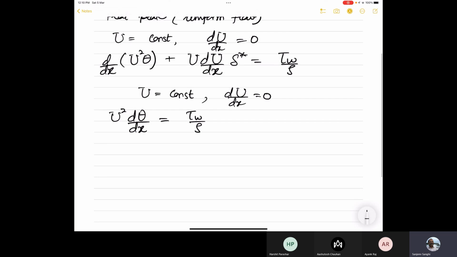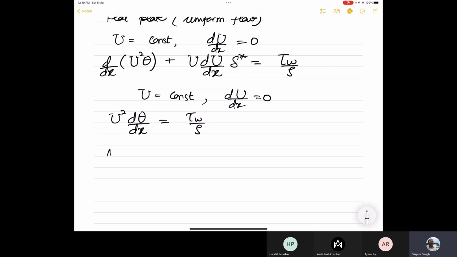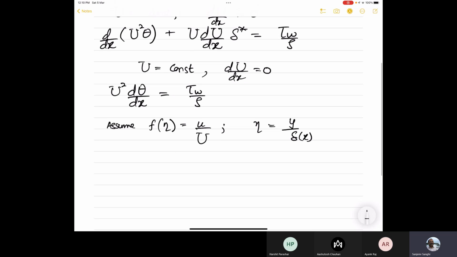And to do this, that means now theta is not known. We have to solve for theta and we have to solve for delta. We have to solve for tau wall by rho. So all these things we have to solve. And what we said was, we assume f of eta is equal to small u upon capital U, and eta is equal to y by delta. And finding delta is a part of the problem.